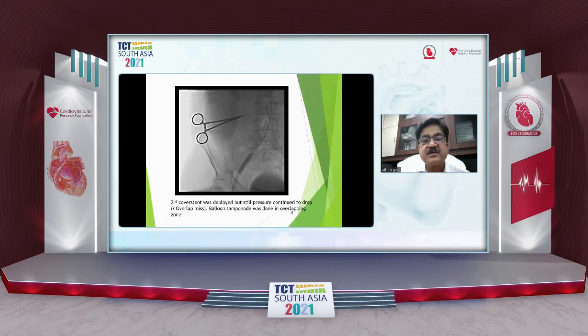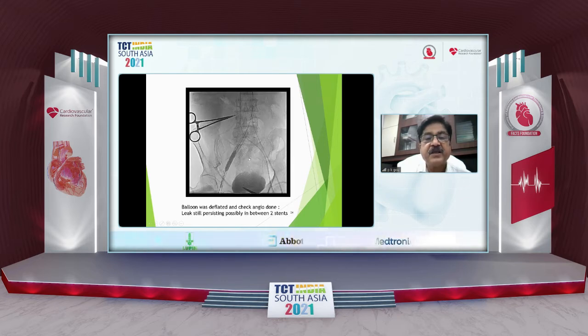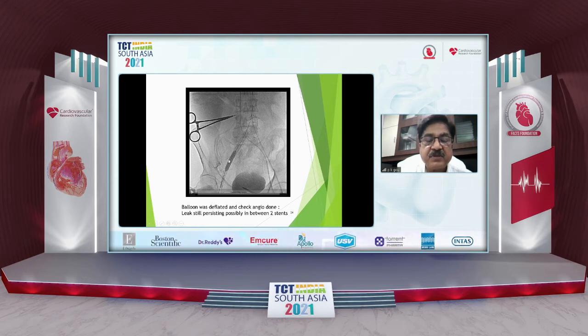So we needed multiple covered stents, and then a second covered stent was deployed, but still pressure continued to drop. And I think if you see here in the picture, in the hurry, sometimes it happens. We miss the overlapping point, and so it continued to leak probably. Then the balloon was deflated and a check angio was done, and there was a small leak still continuing from the in-between part.